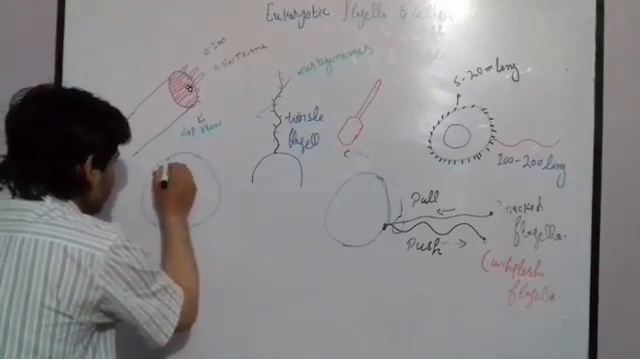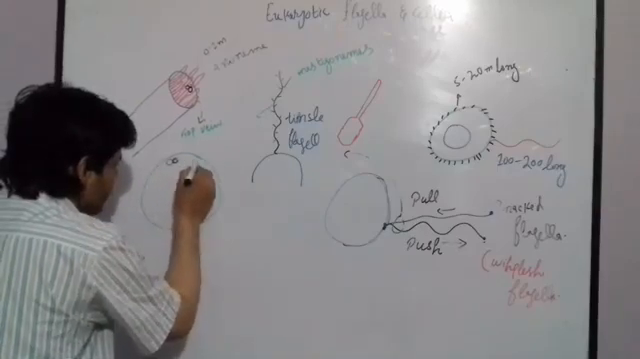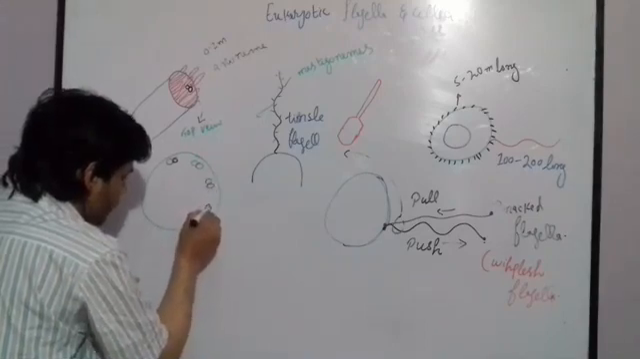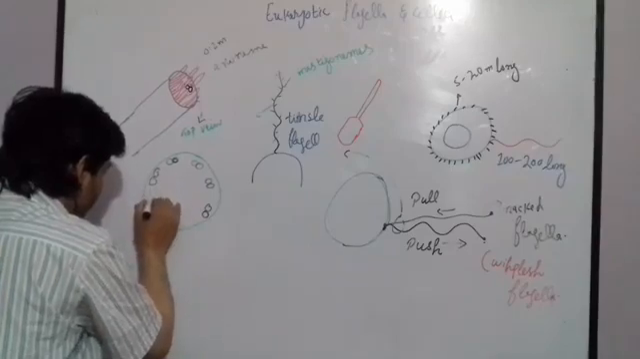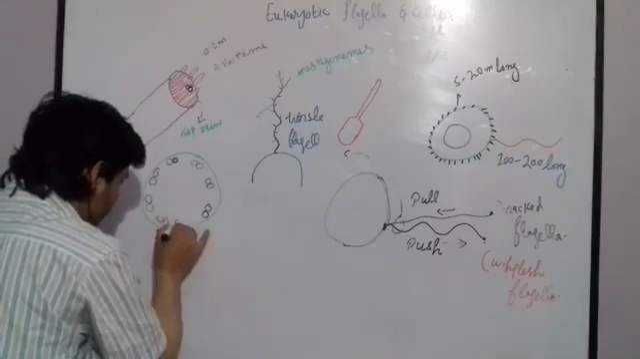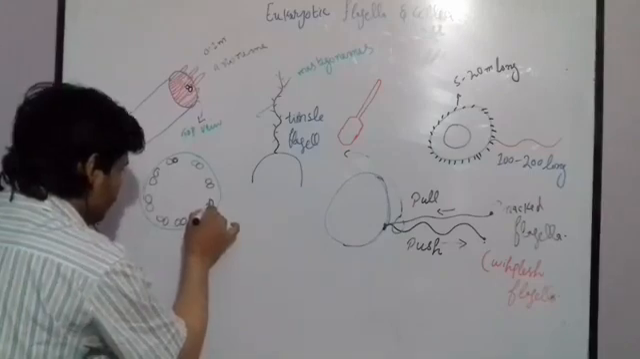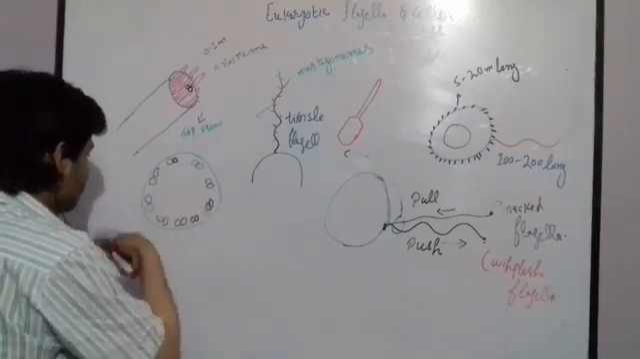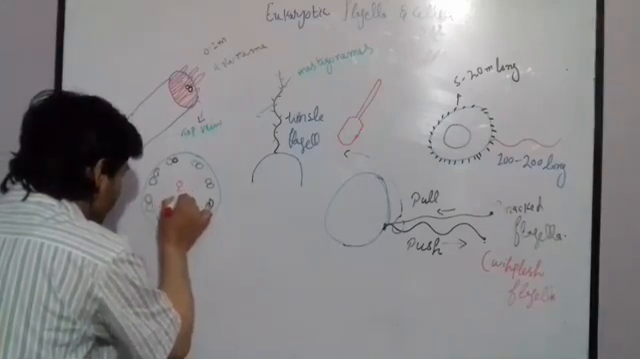So let me draw here. These are the tubules, 9 pairs of tubules: 1, 2, 3, 4, 5, 6, 7, 8, and one more. This is 9. So 9 tubules, and each of the 9 is further connected with the central pair of tubules.